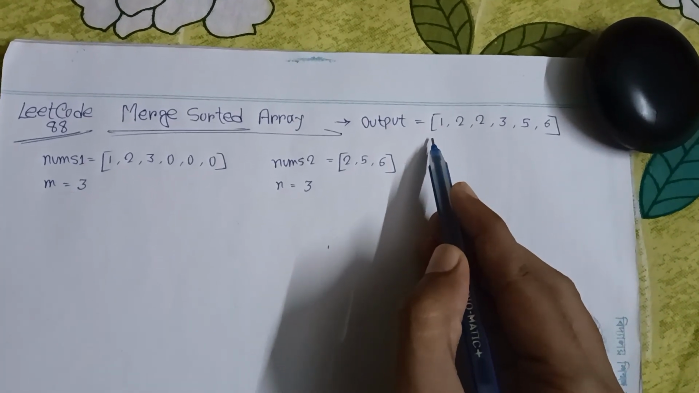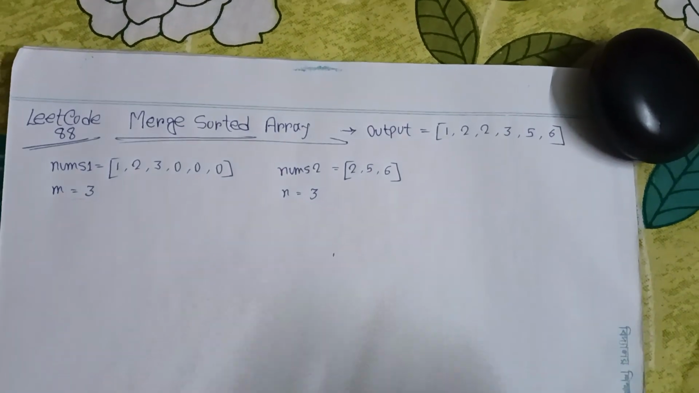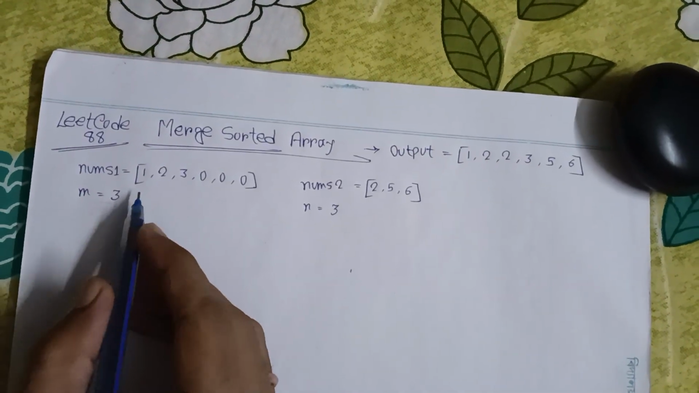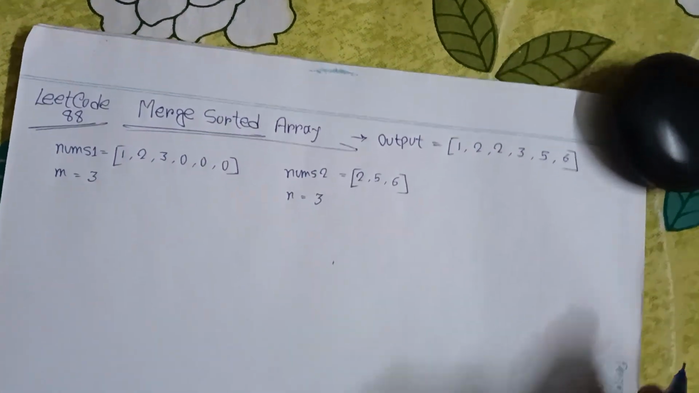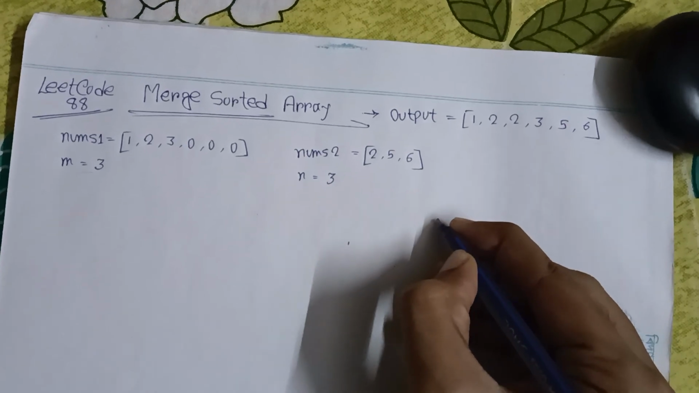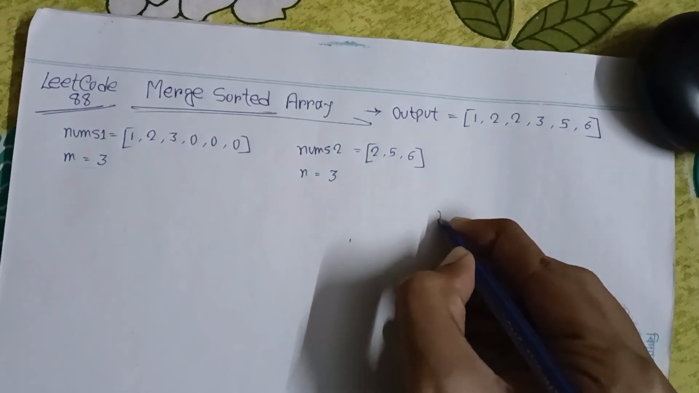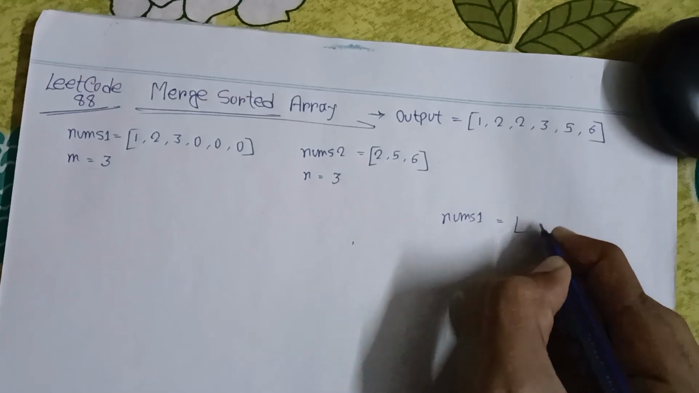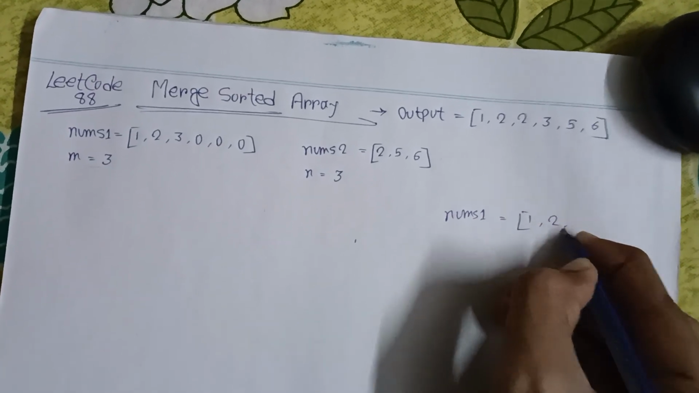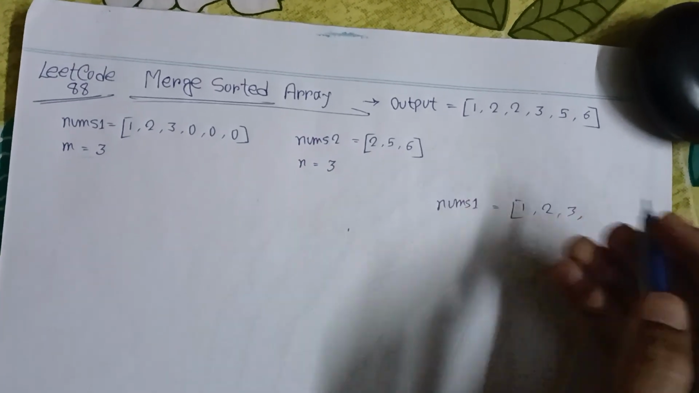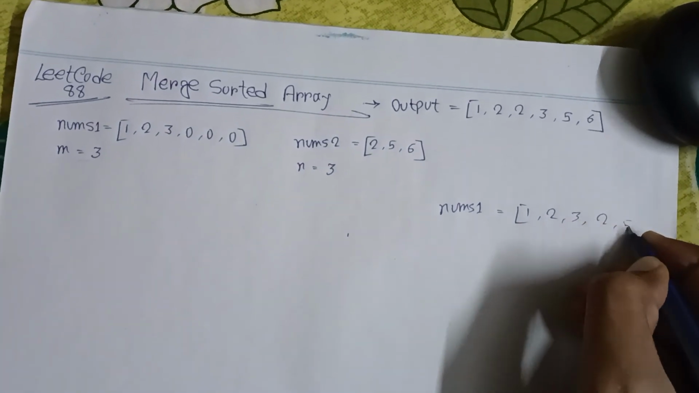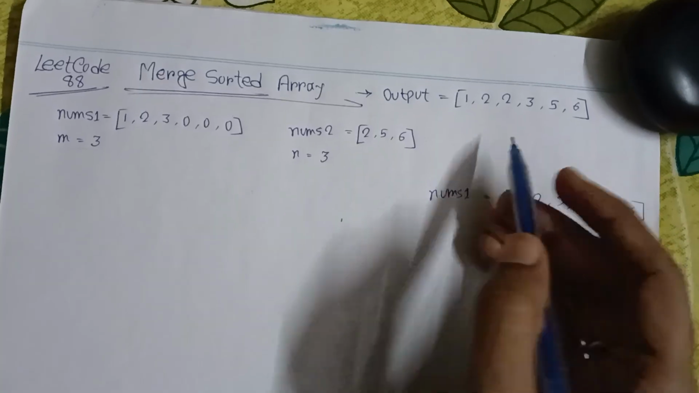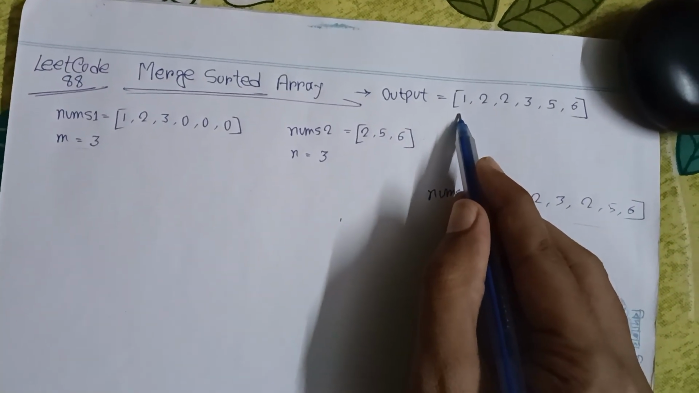First see, this output is already in sorted order. So to get this output we need to modify nums1. So our first step is to modify the nums1 elements. So nums1, we need these three elements and these three elements. If I sort these elements, then it is the same as the output.